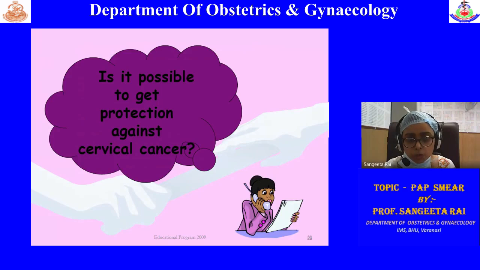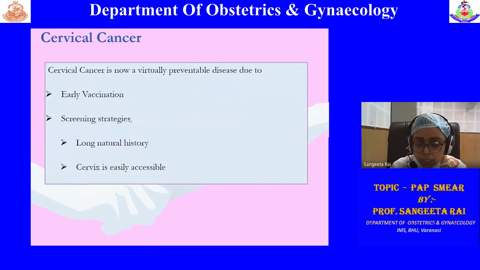So is it possible to get protection against cervical cancer? Because whenever we think about cancer, we always think that it is not treatable. But this is the only cancer that, if you find it at a very early stage, we can prevent. So why is screening there for cervical cancer? Because there are many cancers, but this is the only cancer where screening strategies can be applied.